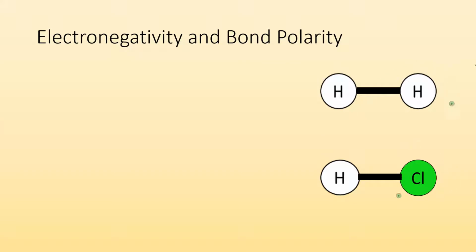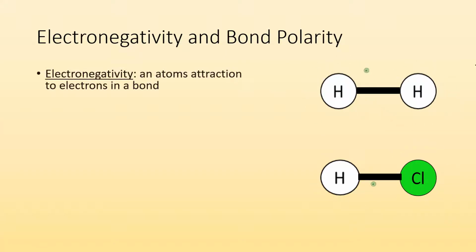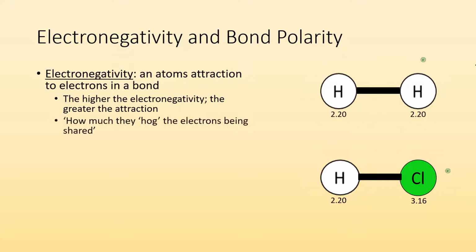So a little review, electronegativity and bond polarity. So we know electronegativity is an atom's attraction to electrons in a bond. So the higher the electronegativity, the greater the attraction. You can think of it as how much they want to hog the electrons being shared, right?